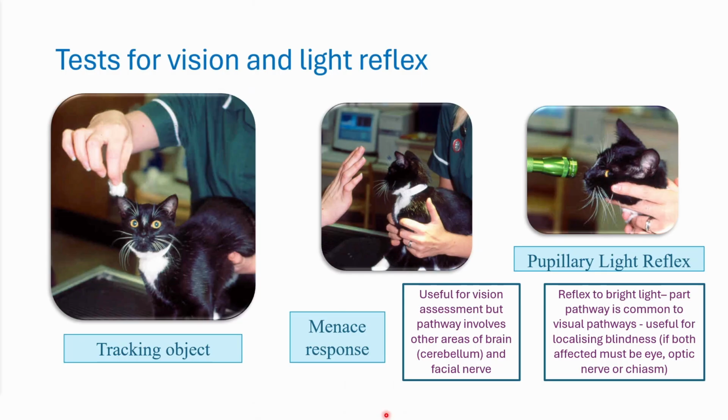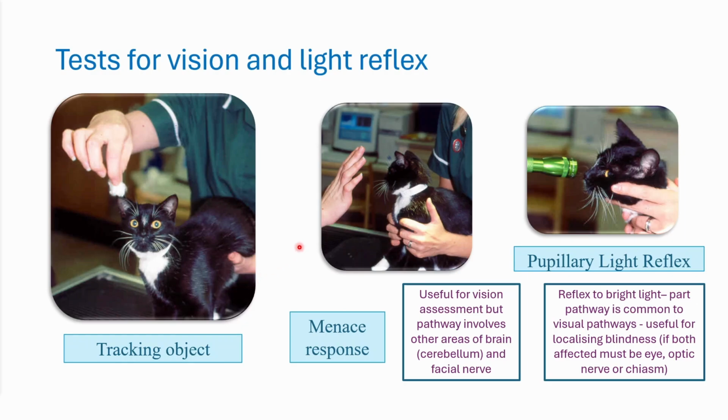I like to do a tracking object test. Some veterinary textbooks diminish the value of this test, but I still think it is useful. I'll use a cotton wool ball. This is because bright white is easier for animals to see. Obviously cats and dogs have a muted colour vision compared to us, and it's also soundless as it drops. We want to drop it either side of the head so that we can assess vision in each eye. And I think even from this picture we can tell that this cat is seeing this object here.